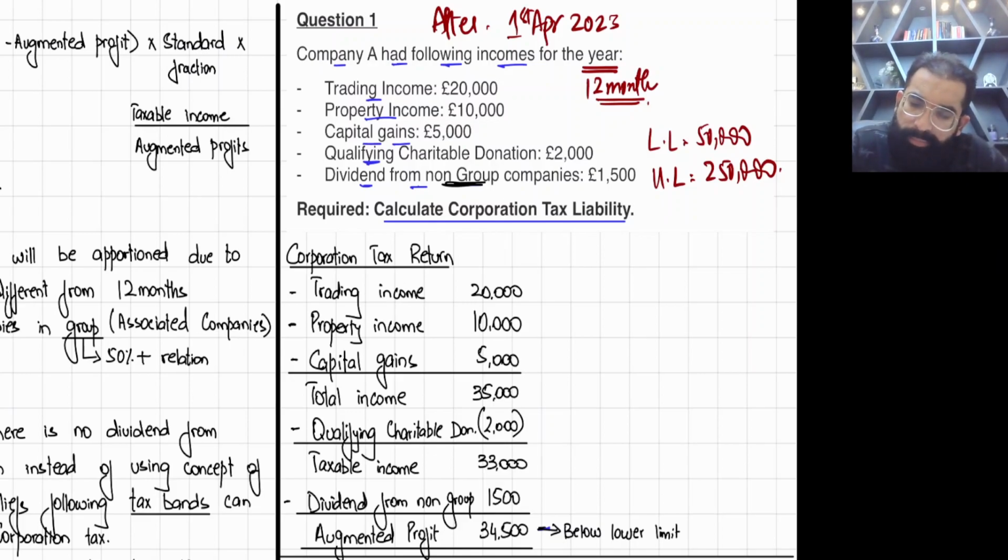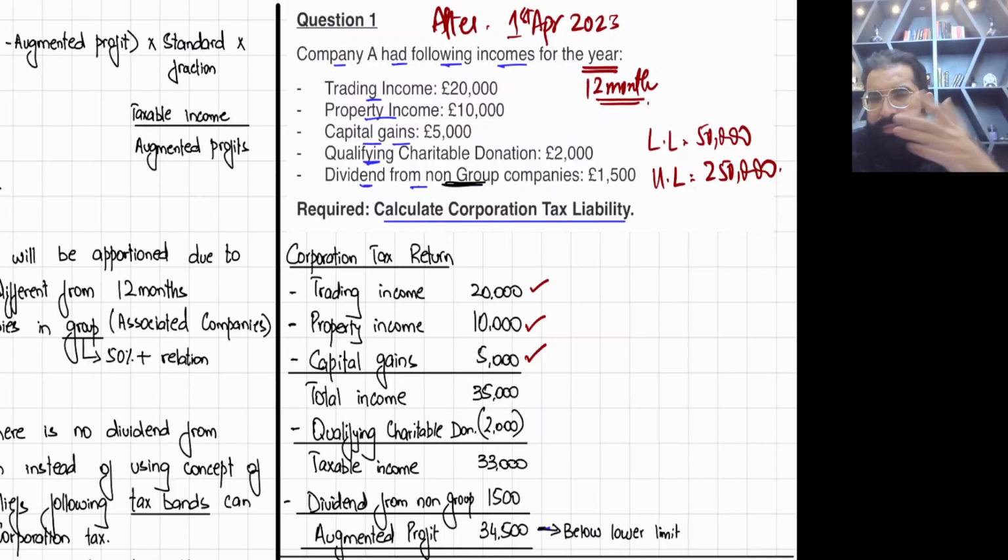So you have a trading income. Let's prepare the format. Listen to what I told you. In individuals, you always have to make 3 columns: non-saving, interest, and dividend. But in companies, only 1 column. So first, trading income 20,000 you will write. Property income 10,000. Capital gains 5,000. There is no interest income right now. So this is going to be your total income or total profits. Then you will deduct qualifying charitable donations. You will get taxable income, and then you will add dividends from non-group companies. You will get augmented profits.